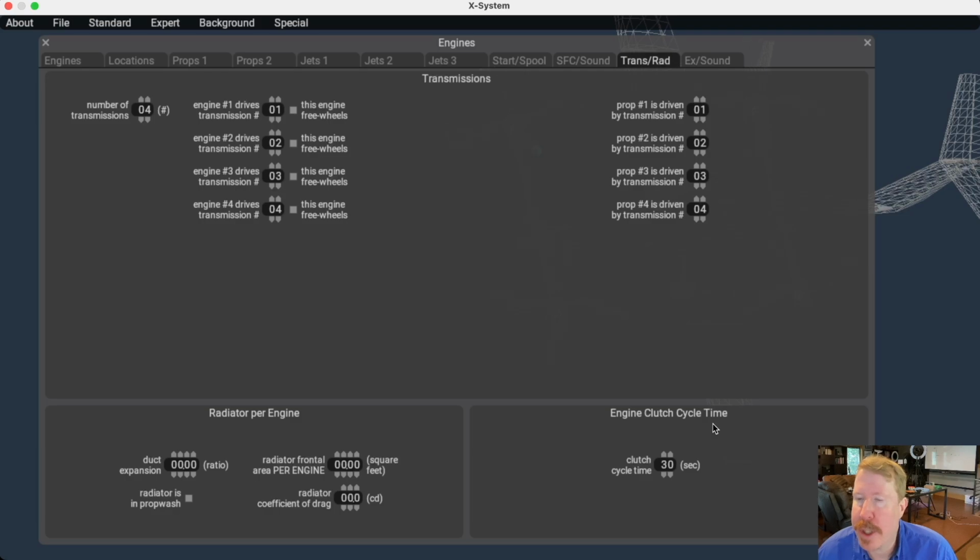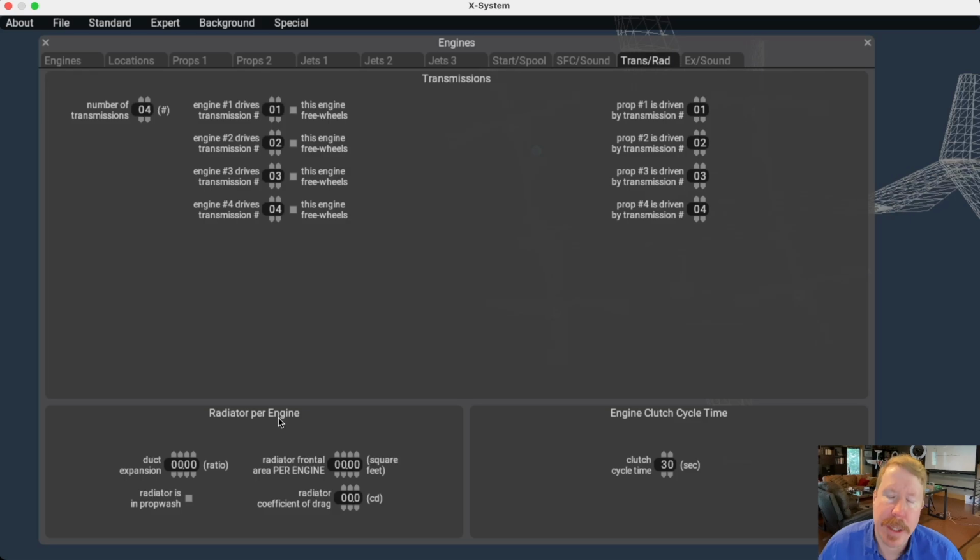The engine clutch cycle time. If you're in an R-22 helicopter, you rev up your engine like a motorcycle in neutral, I guess, and you engage the clutch, and it gradually engages and spins up the main rotor. So this is just how long it takes that clutch to engage. It's how long the rotor gets to spin up before the clutch is locked, down to rotor and engine RPM.